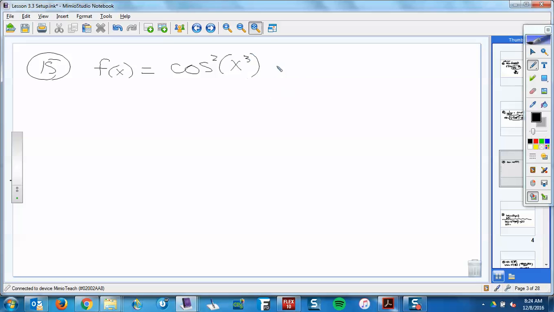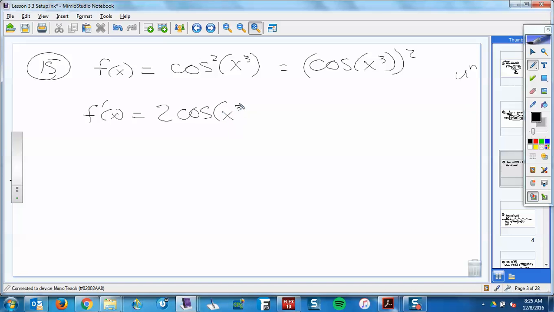This? Yeah. Okay, so then you can rewrite that as like cosine x to the third squared. I think you have to rewrite it like that, right? I mean, I'm not very good at it. Yeah, I've got to rewrite it. So, start on the outside, right? So this is a u to the n problem. So you bring down the 2, cosine of x cubed to the first. I probably won't write it, but just so you understand, right? That's what we'd be doing.